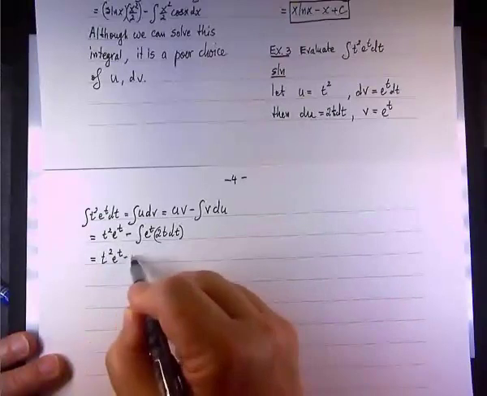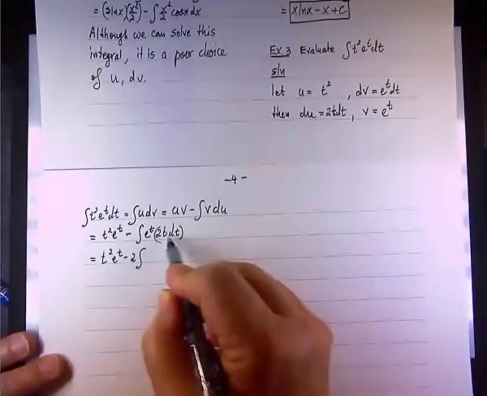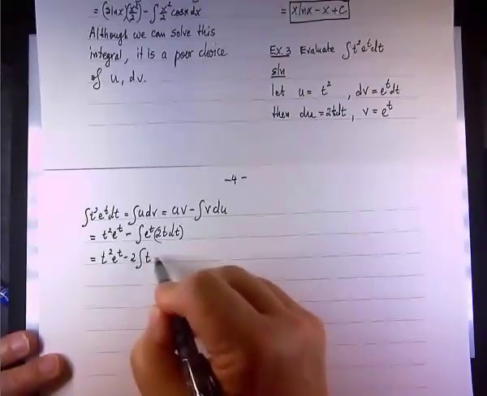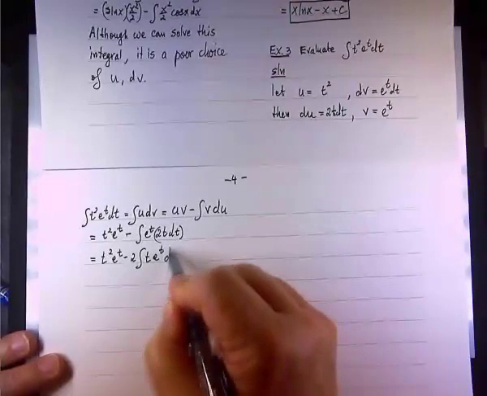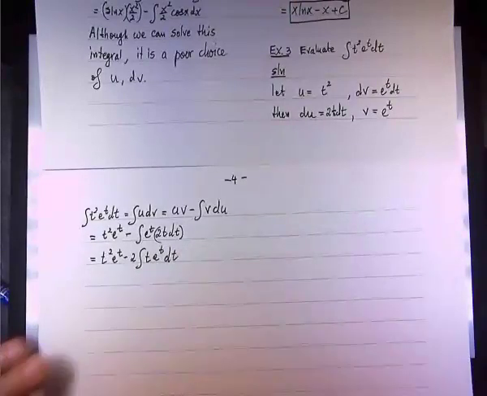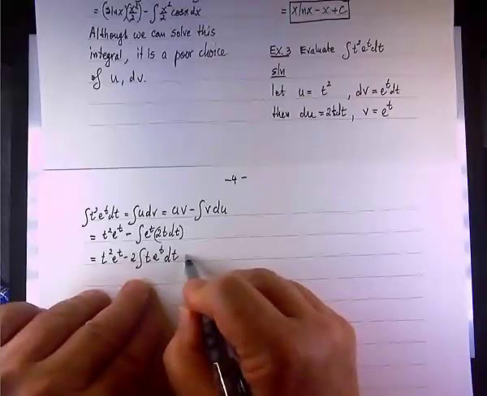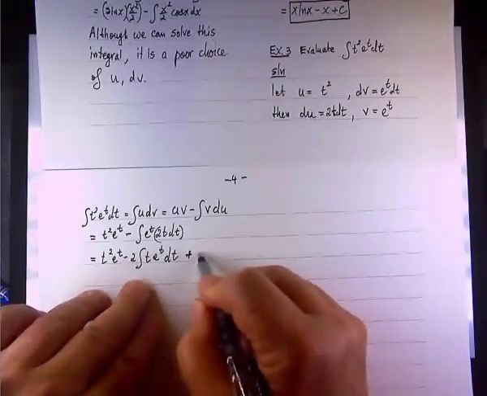Let's reorganize it a little bit. t squared e to the t. Yank out the 2 outside the integration. Put the t in front of e to the t, like so. Write it like so. Okay?